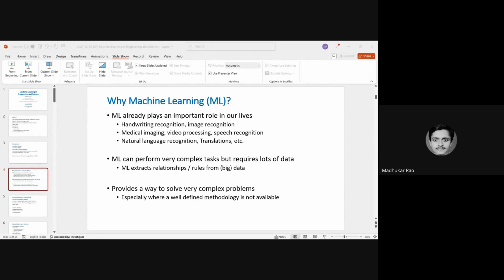And of course, why is it so valuable? Because it provides a way to solve very complex problems, especially when we do not know how to solve the problem or give instructions to a computer on how the problem is to be solved, or when a well defined solution methodology is not available, it helps us to proceed.